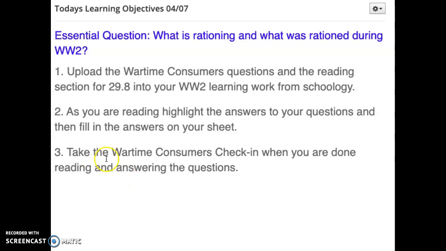So what you're going to do is go to Schoology and upload the reading section for 29.8 and the questions into your learning work. And as you are reading, you're going to highlight areas where it answers the questions. Then when you're done reading and answering all of the questions, including highlighting them on your reading document, you're going to go and take the wartime consumers check-in.